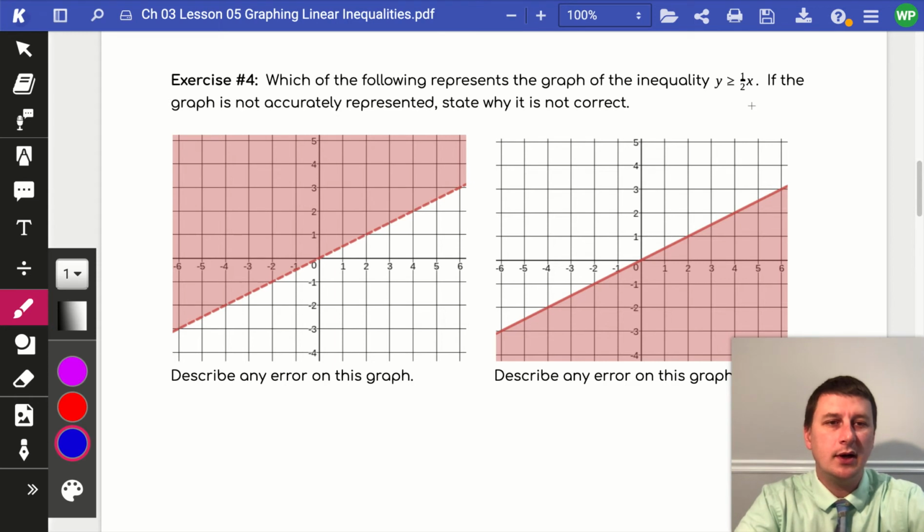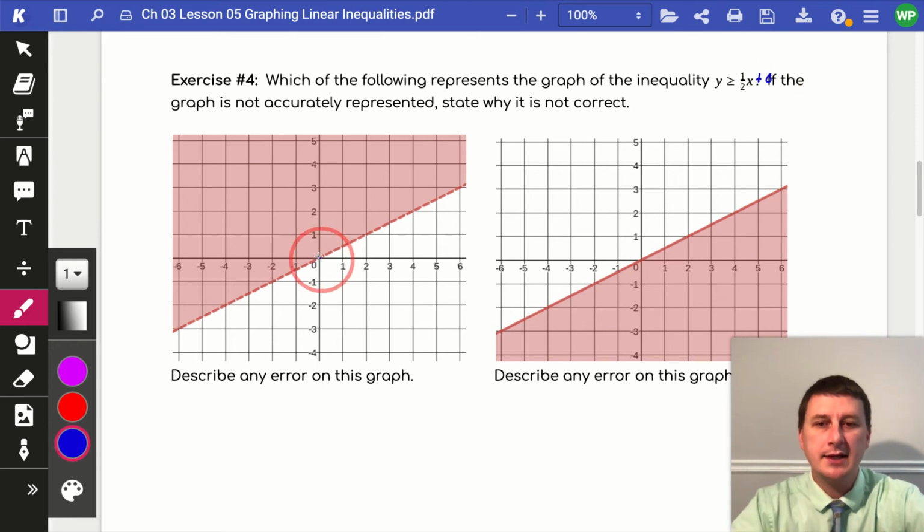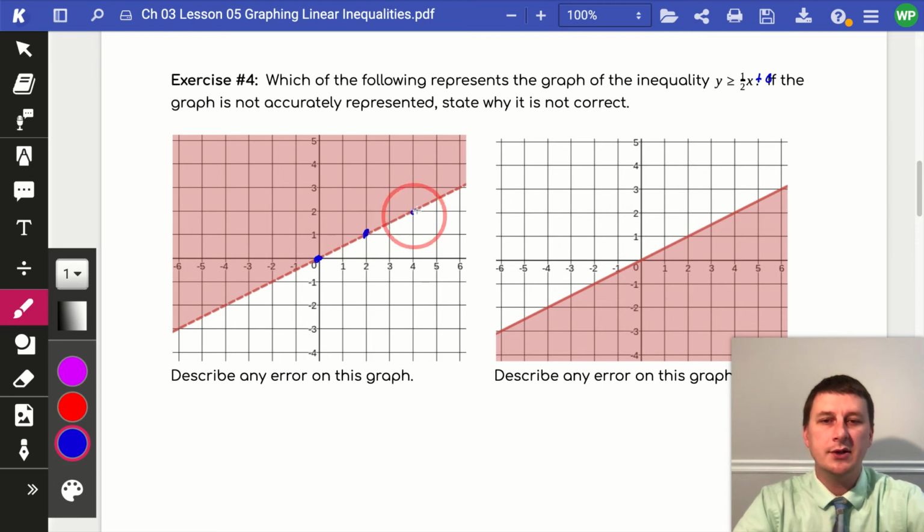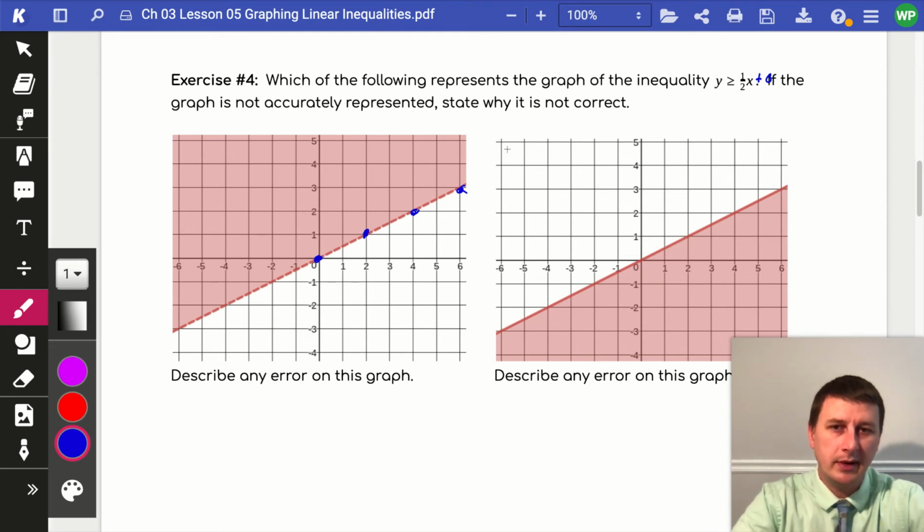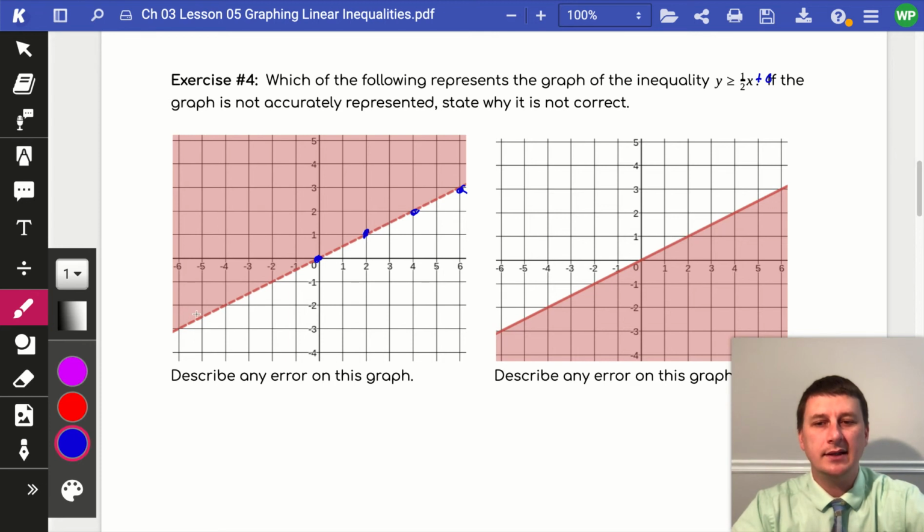So this inequality has a y-intercept of 0, because it's really y equals 1/2 x plus 0. The slope of this inequality is 1 over 2. So let's see if we're going up 1, right 2, which we are doing for this inequality. So that's good. Now, it's greater than or equal to. Remember, if it's greater than or equal to, it has a solid line underneath. I want to graph a solid line as my graph. Is this a solid line? No, it's not a solid line.